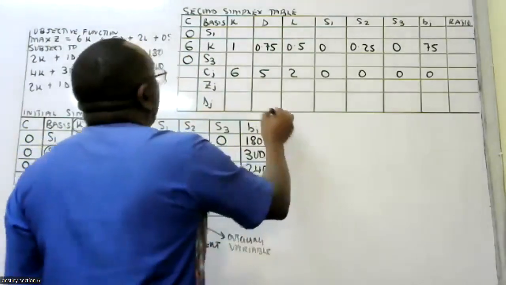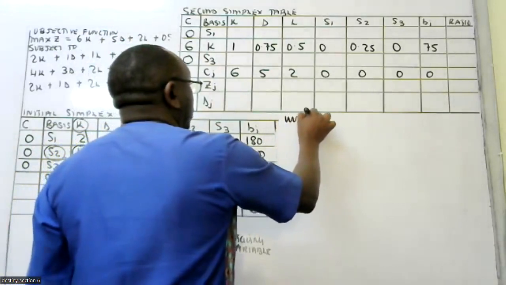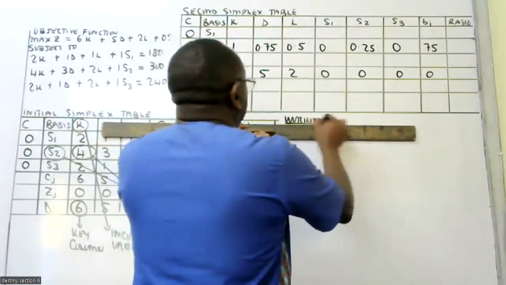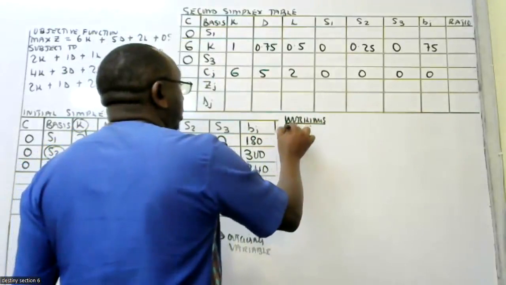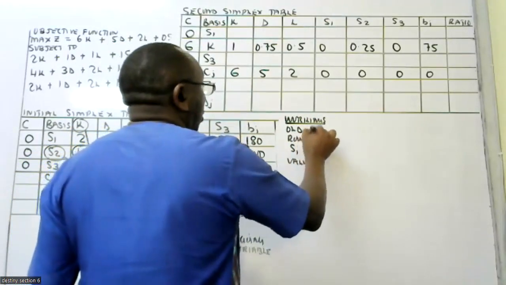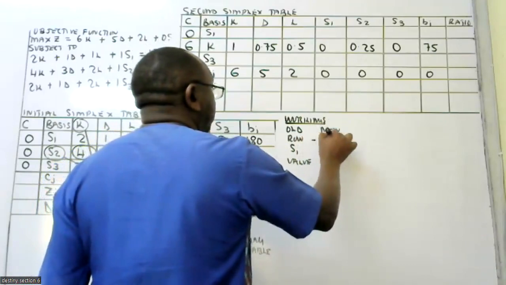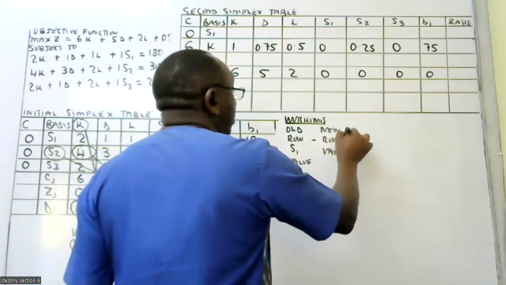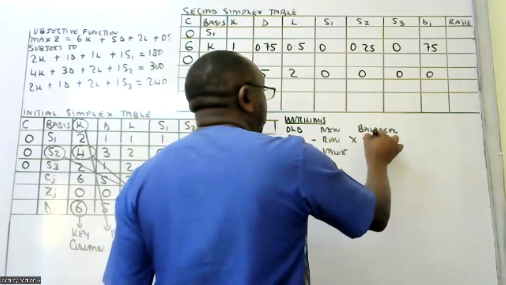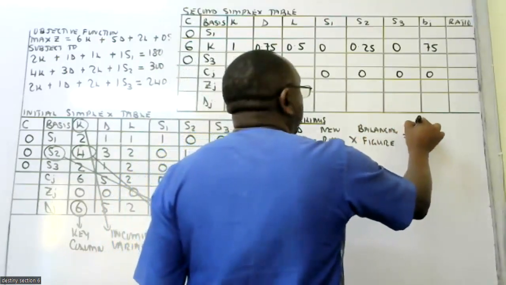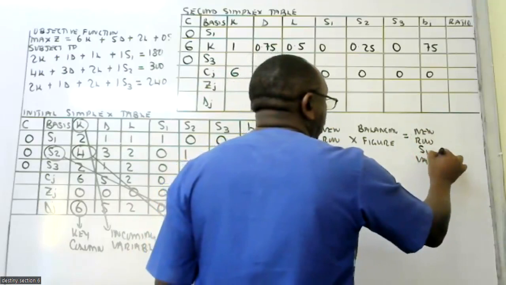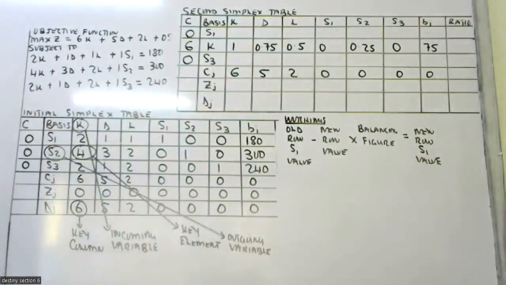So for S1, you come here down there and say workings. For the workings, you take the old row S1 value minus new row value times balancing figure, it will give you new row S1 value.